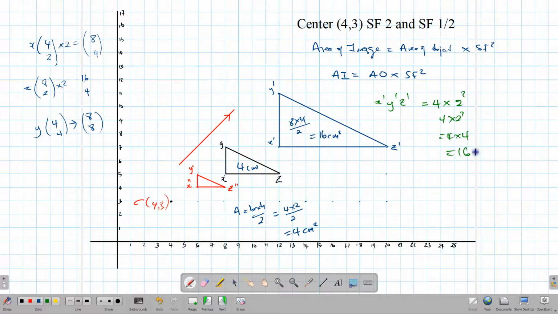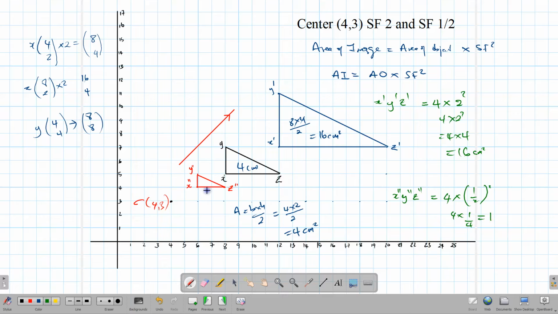So this is a nice little math thing to remember, that the area of the image is equal to the area of the object times the scale factor square. It would work as well with this one. So the area of x prime, y prime, z prime, that is x double prime, y double prime, z double prime, should be equal to the area of the object. What is the area of the object? 4 here, times the scale factor. Scale factor is a half, and half square is a quarter, and 4 times a quarter is 1.